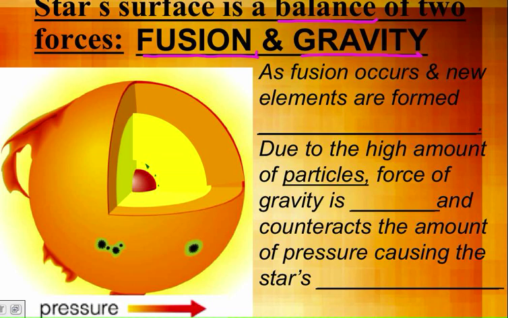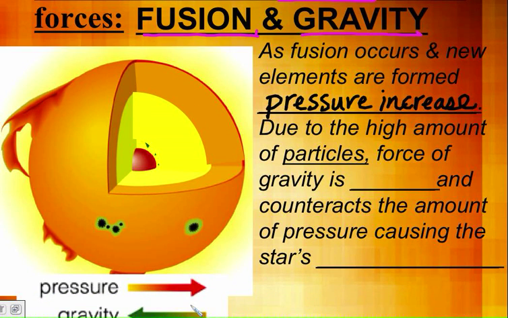Okay, what we know is happening is that fusion occurs, we get new elements forming, and that causes the pressure inside the star to increase. Right? All that energy being created causes the star to build outward. So we can see down here, our little key, we want to draw in a red arrow showing pressure starts to build outward.